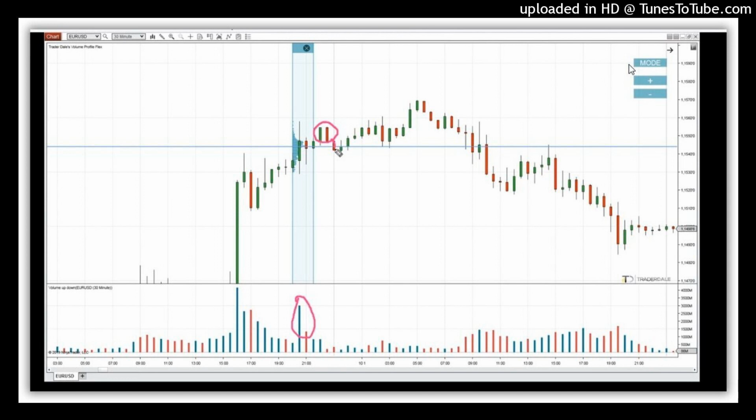Alright, so this is how the indicator looks like. This is the volume up-down indicator. And let's now have a look at the setup and how it works. So as I said in a previous video, we are looking for significant spikes in volumes, like in here.